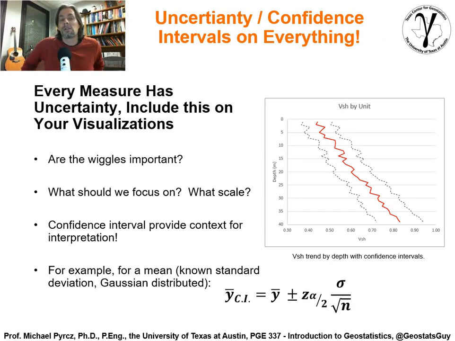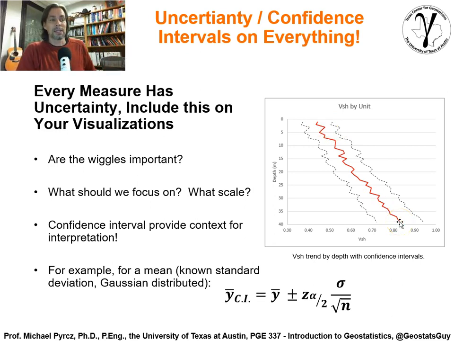Uncertainty, confidence intervals on everything. Every time you show a statistic or a plot, think to yourself, could I put uncertainty on that plot? It matters. If I showed this plot without the confidence interval, the 95% confidence interval is shown here by the dashed lines, you may wonder whether those wiggles are important or not. Well, given the confidence intervals are this wide, those wiggles are probably not important, but the trend is important.